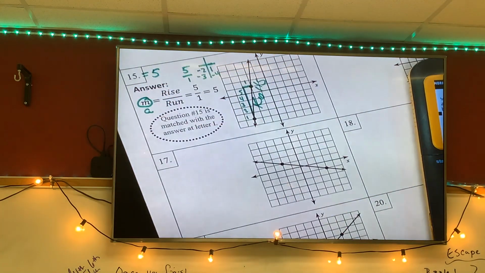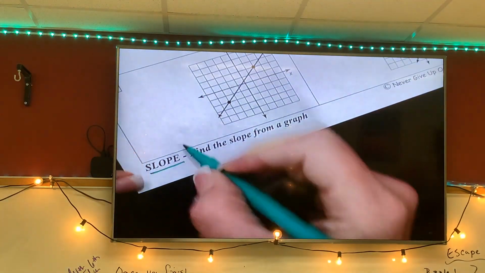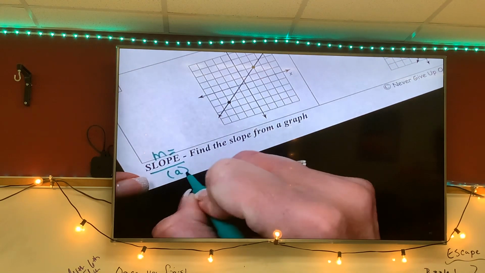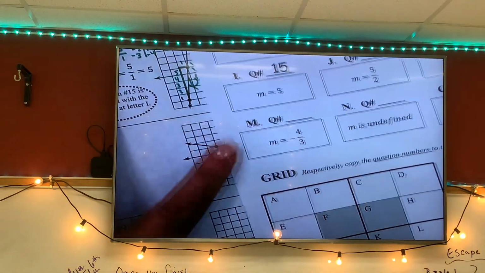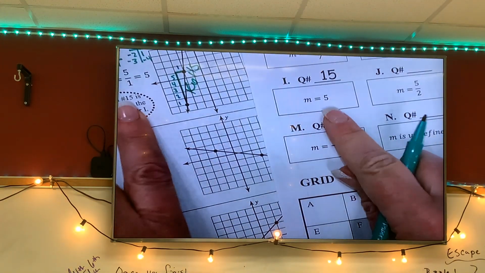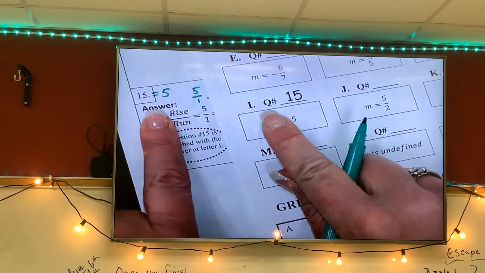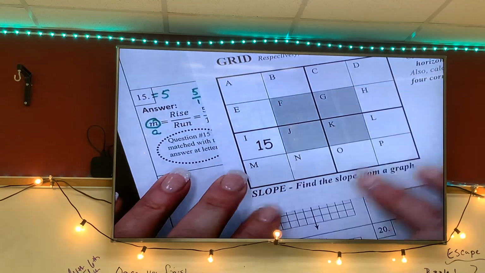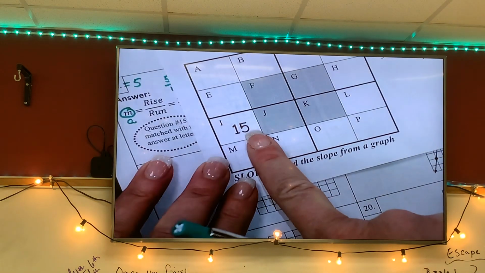Yes, this worksheet starts on 13, and you'll see why in a minute. As you see at the bottom, we're finding slope of the graph, so that's why they're all saying M equals. Remember, in our calculator, that is our A. So we go to this page. We are looking for M equals 5, because our slope was 5. Then we will put that question number in that box. We will then come down here and find that letter, which was I, and put a number 15.